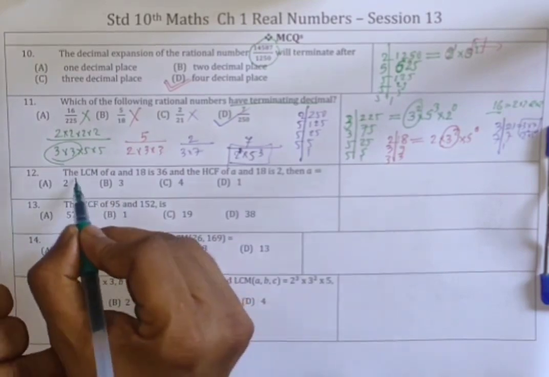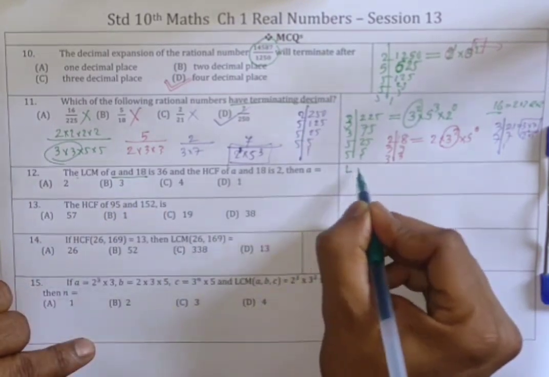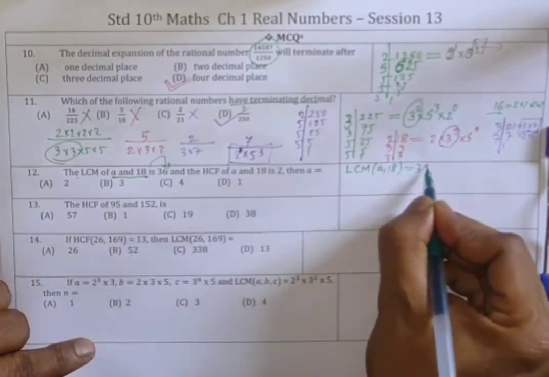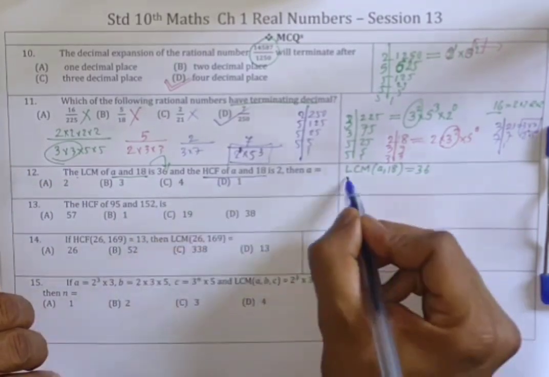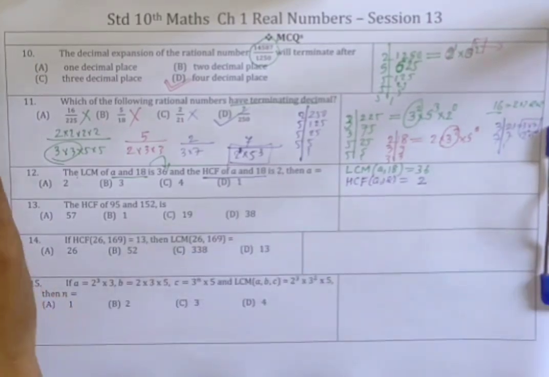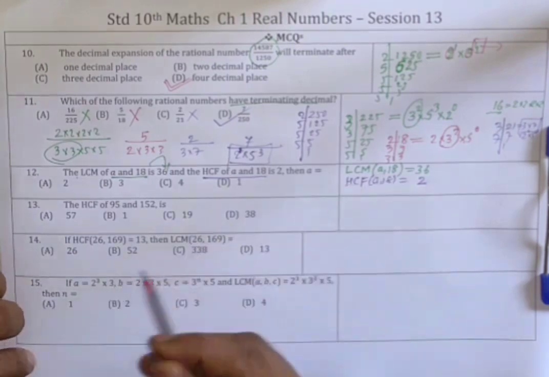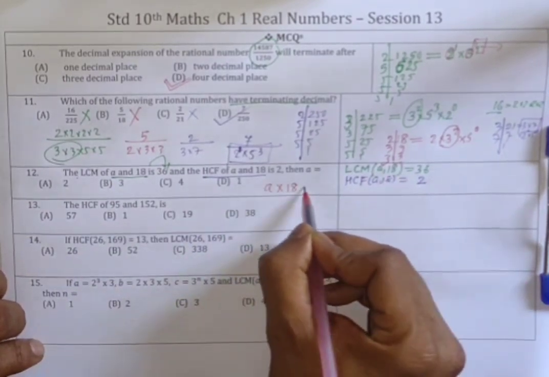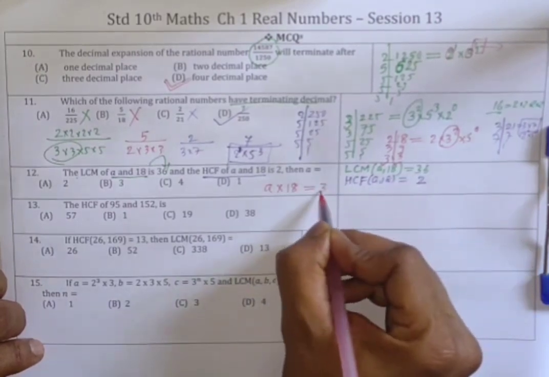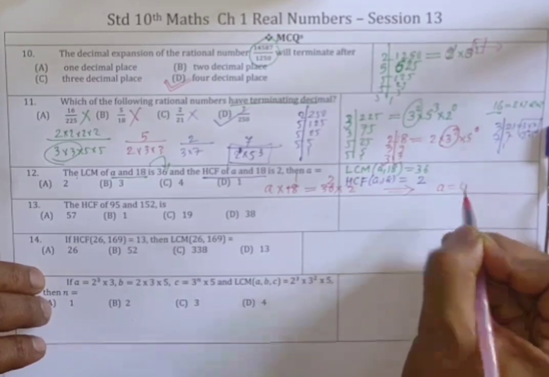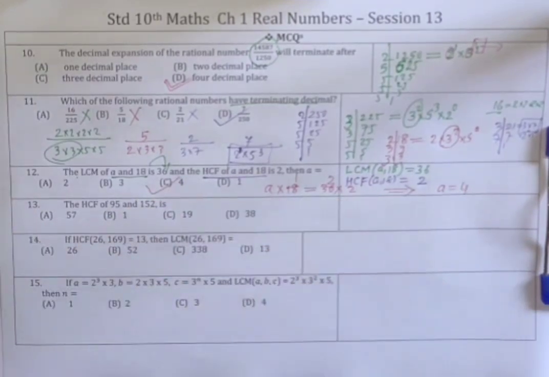Next one, very interesting. The LCM of A and 18 is 36, very good. The HCF of A and 18 is 2. Then what is A? Children, interrelationship: the two numbers are A and 18. So the product of two numbers, A into 18, is equal to the product of the LCM and HCF, that is 36 into 2. 18 ones are, 18 twos are. So that gives me A is equal to 4. So the answer is C. This is based on the relationship between two numbers and their HCF and LCM.